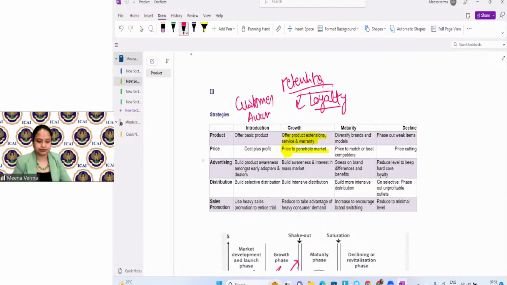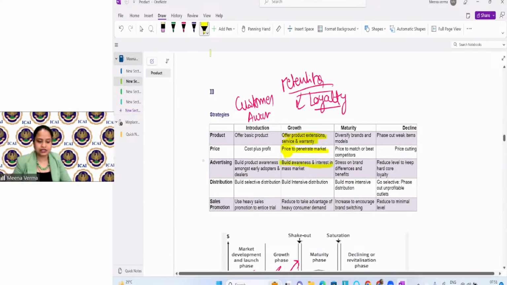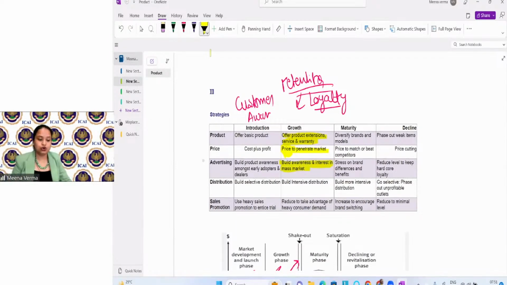All right. Next, what happened? Build awareness and interest in mass market. So the company will try to build awareness. Though you can see in this stage also the marketing expense was very high. Initial promotional expenses were very high. But here in this stage also the company will do the marketing because the other competitors start entering the market, right? So what will happen to gain the first mover advantage and to remain competitive in the market? They will keep advertising their product, right? So they will keep building the brand awareness and keep capturing the market.